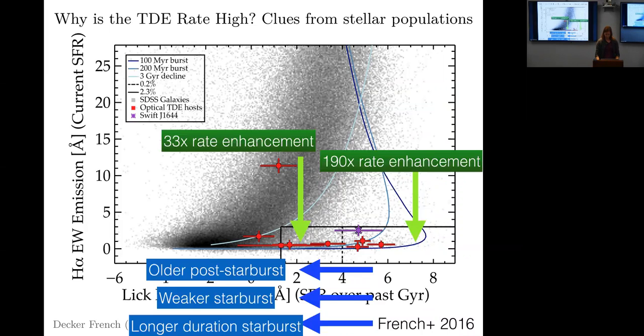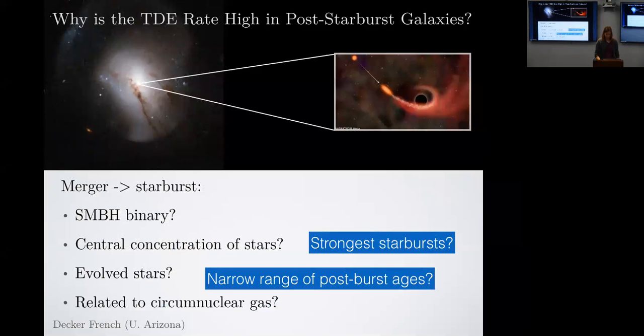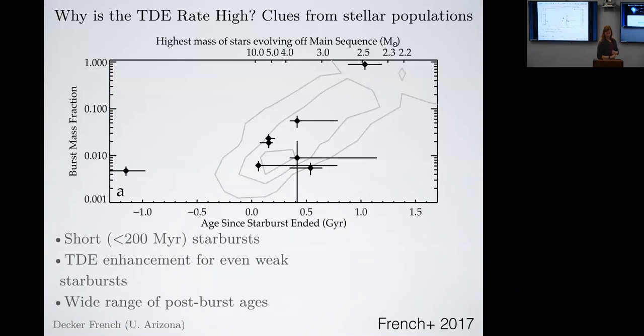So we do this for the TDE host galaxies with the idea that if there was a central concentration of stars, we might see that the TDE host had especially strong starbursts. Or if the TDE enhancement were related to the evolved stars, we might expect to see maybe a narrow range of post-starburst ages. And this is what we found.